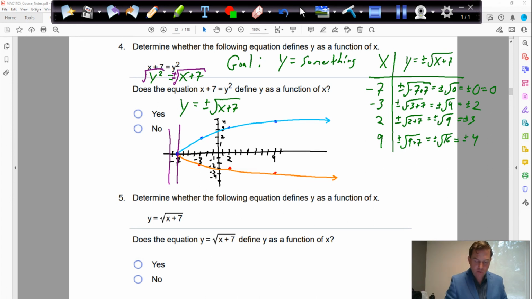But this one right here, x is minus 3. Notice it's the same x value, minus 3. I have two possible points. I have 2 or minus 2. And so this is going to fail the vertical line test. It's a no. It is not a function.